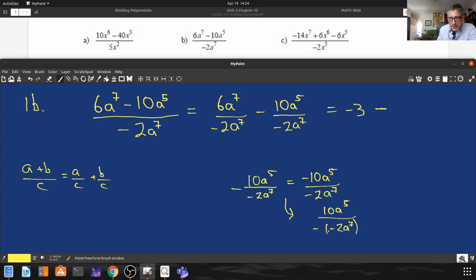In either case, a negative times a negative is a positive, so this is the same as minus 10 divided by minus 2, which is positive 5. Notice the sign change.